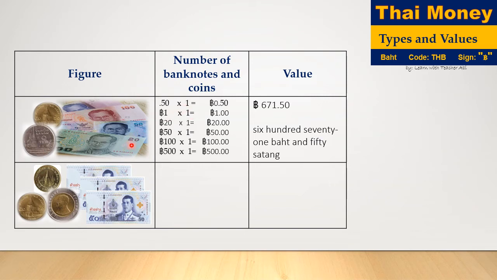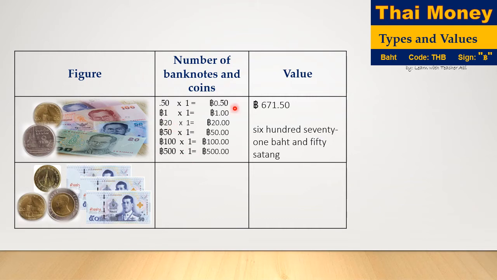We have here 20 baht times 1. How many 50? 50 baht times 1. Next, we have 100. How many 100 here? Okay, yeah, 1 only. So 100 baht times 1. And we have here 500 baht. Okay, so 500 baht times 1.